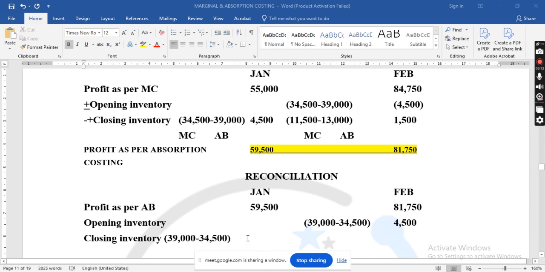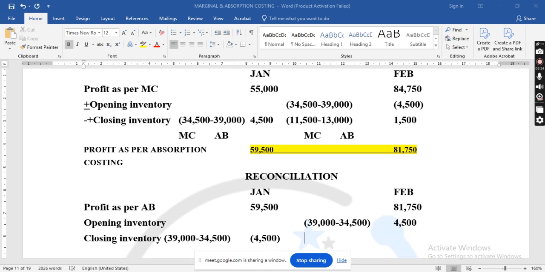But if it is lesser, you add the difference. You can see that absorption costing is greater now, so you subtract the difference. What is the difference? It is 4,500.